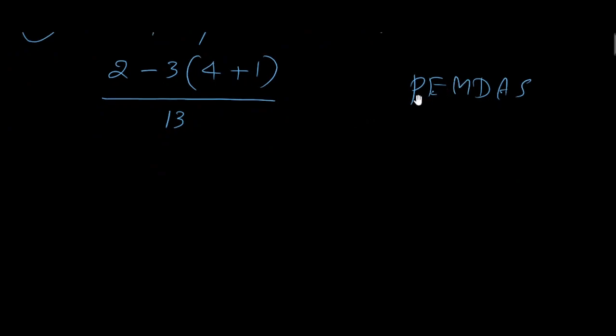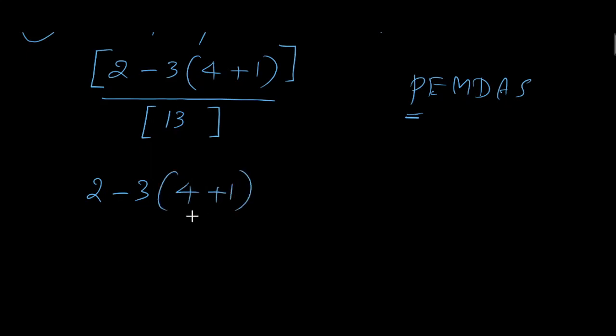So parentheses are there. Parenthesis means grouping. So when we have this form, numerator and denominator, the entire numerator we will treat as one group, and the entire denominator we will treat as another group. So we will focus on the numerator first. We should evaluate this first and this next. So let us try this one: 2 minus 3 times 4 plus 1. We are evaluating the numerator first.